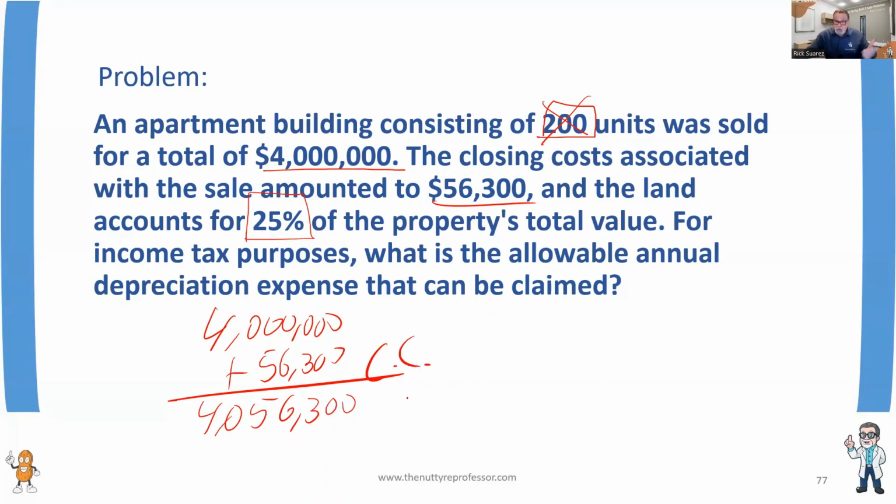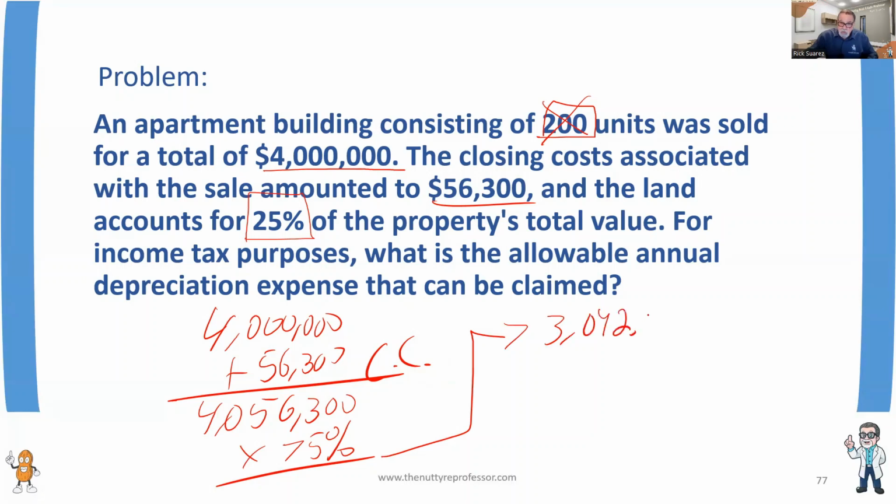But what must we do? Then we need to multiply this times 75%. Now, why 75%? Because they're telling us that 25% represents the land. So that means that 75 has to represent the building. Okay, that answer is 3,042,225, right? Now we get to divide this by how much?